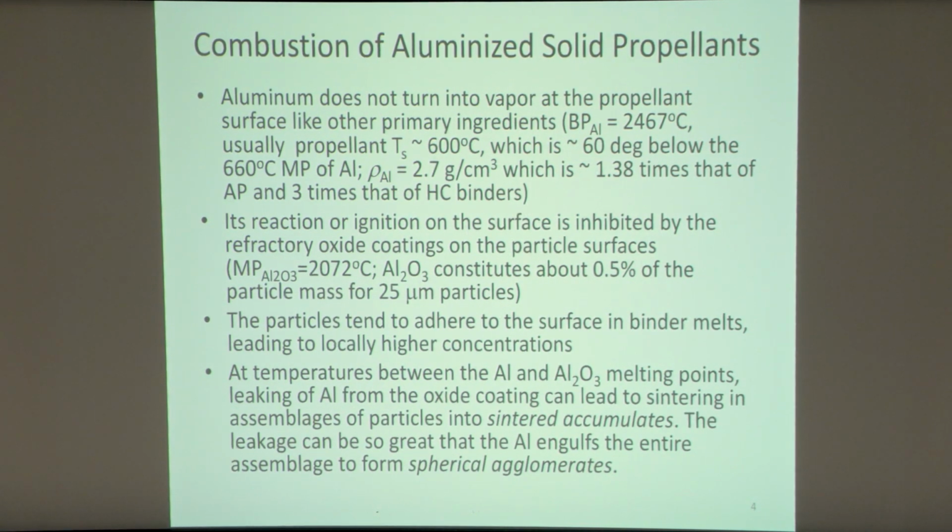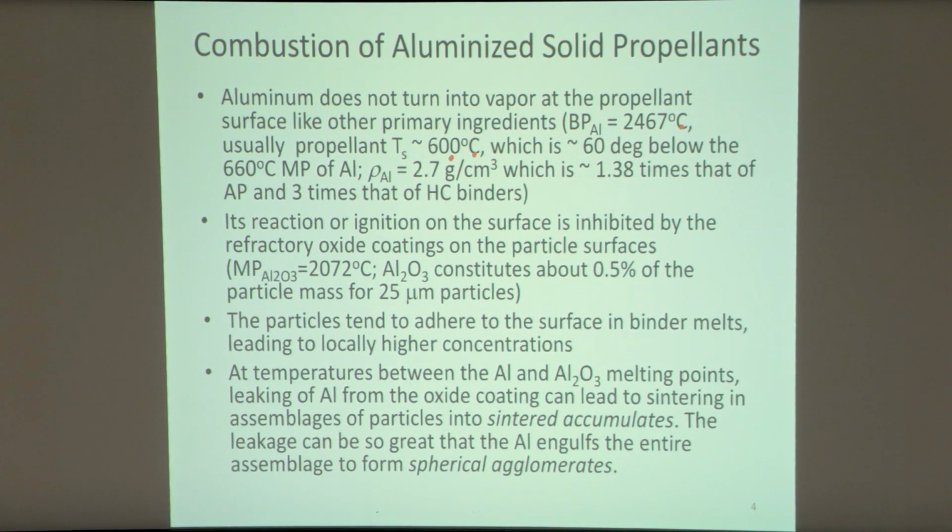Aluminum does not turn into vapor at the propellant surface like other primary ingredients. So I give you here some conditions. The boiling point of aluminum is about 2,500 degrees C. Usually the propellant surface temperature is 600 degrees C, which is about 60 degrees below the 660 degrees C melting point of aluminum. The density of aluminum is like 2.7 grams per cubic centimeter, which is about 1.38 times that of AP and 3 times that of the hydrocarbon binders.